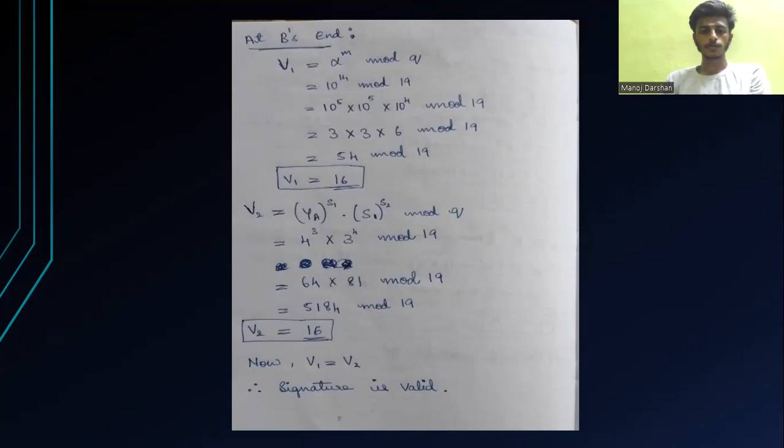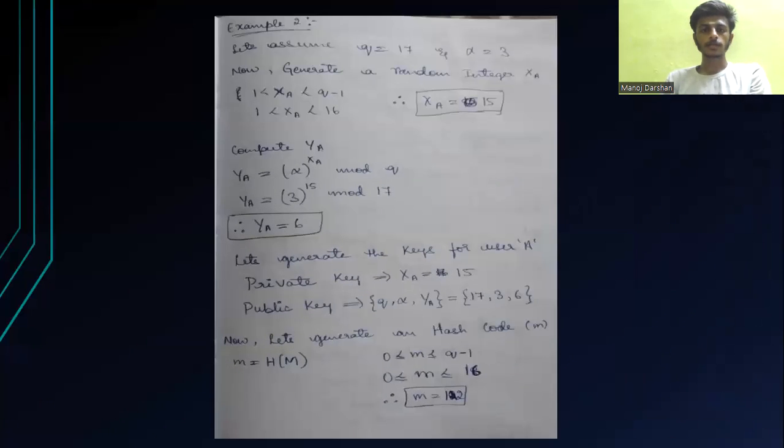Now we got the V1 and V2 values. Since V1 is equal to V2, we consider that the signature is valid. Let me explain it to you with another example.